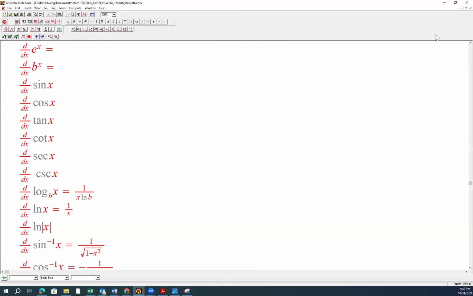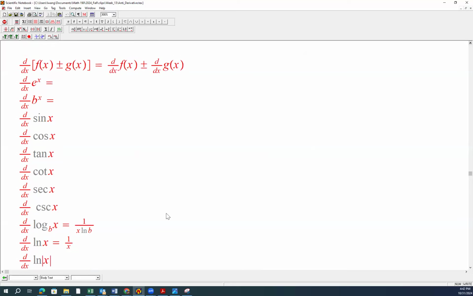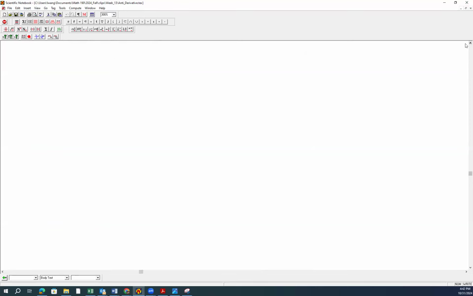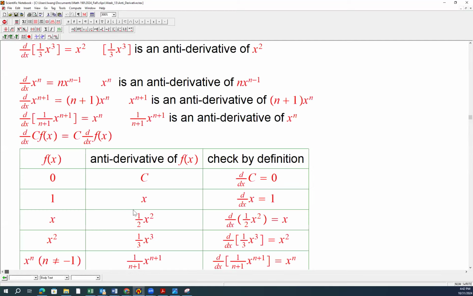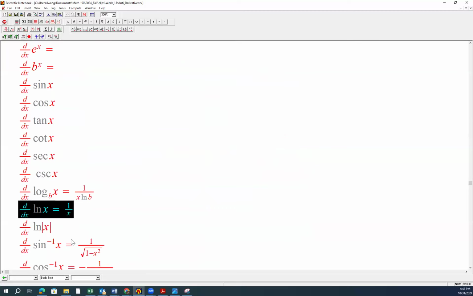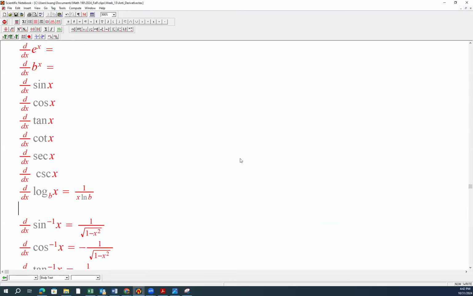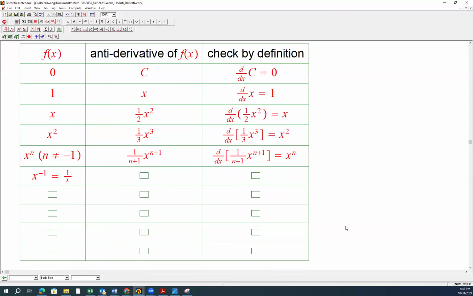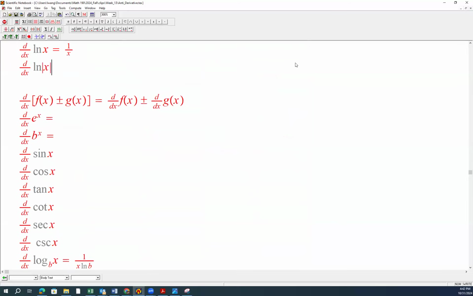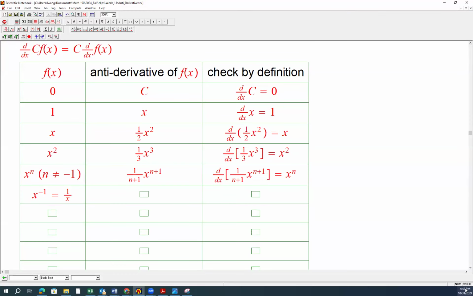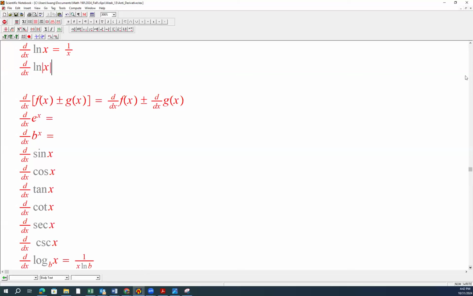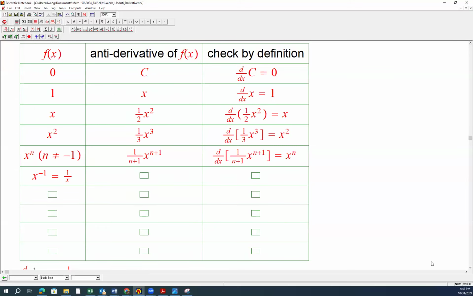We know the derivative of ln x equals 1 over x. So I'm going to bring this forward. Hold on. Sorry. Where did it go? All right, it's coming back. I'm going to bring these two formulas forward to put in the formula table. We want to explain these two cases.